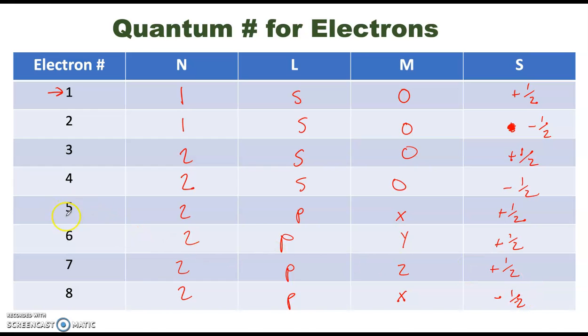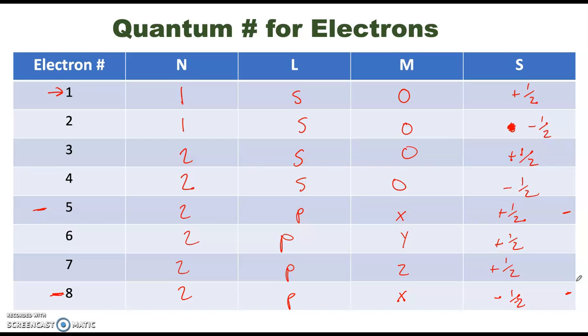Notice that this electron and this electron are very similar. That's because they're both in the same orbital. It's just that one of them is an up spin and one of them is a down spin. That's how they make it work.